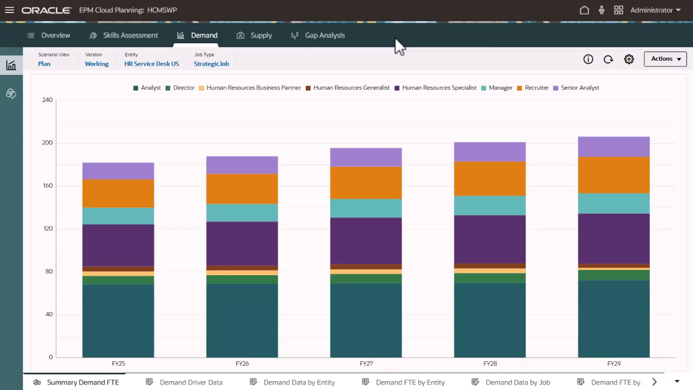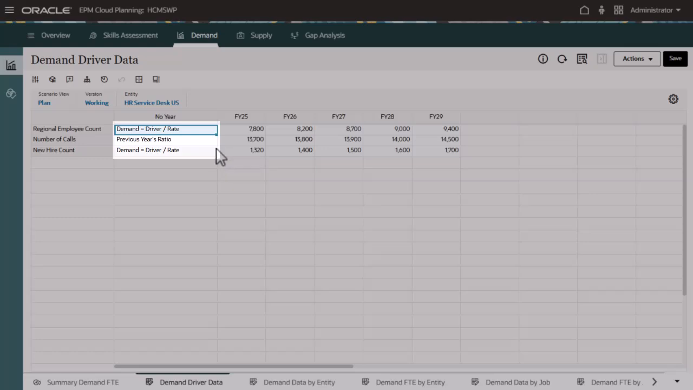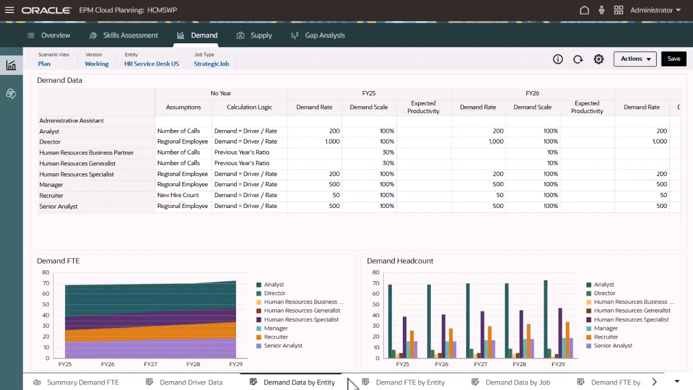your driver-based strategic goals. You can enter demand driver data and use the following provided calculation logic: previous year's ratio, demand driver divided by rate, demand driver multiplied by rate, or custom to specify your own calculation formula. Then, assign drivers and targets to estimate FTE and compensation by business unit or job for the job types that are critical to your strategic goals.